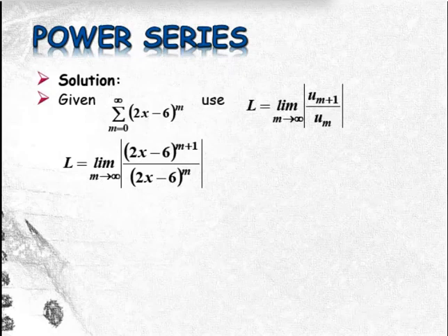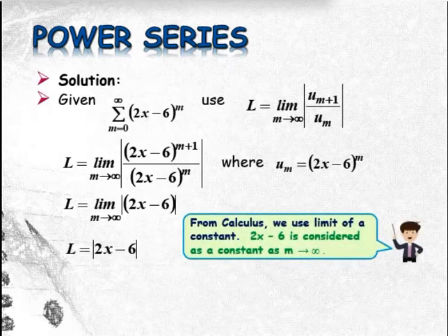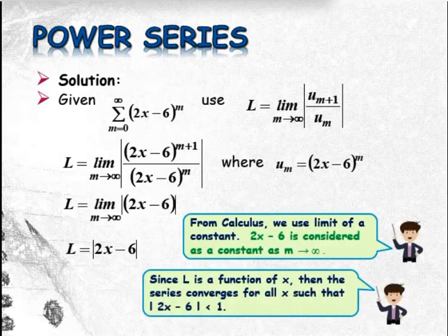Using algebra, we can simplify this to the absolute value of 2x minus 6. Now, how do we evaluate the limit of the absolute value of 2x minus 6 as m approaches infinity? So we recall from calculus that the limit of a constant is equivalent to the constant. Since 2x minus 6 is considered as constant as m approaches infinity, then we say that L must be equivalent to the absolute value of 2x minus 6.